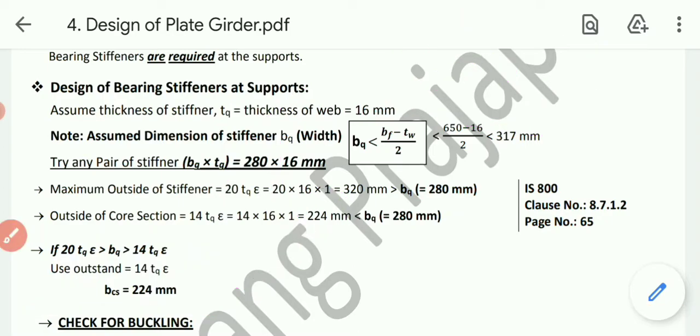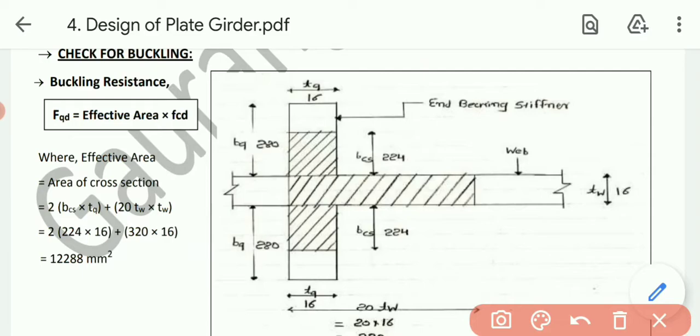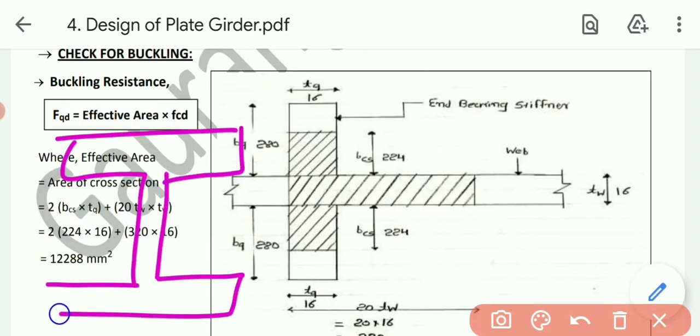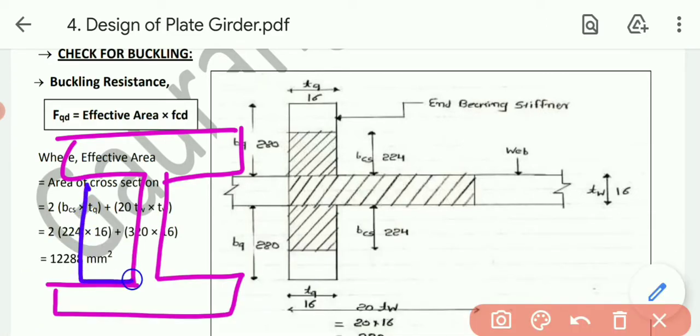Okay, so let us draw the top view of the I section. This one is the top view of the I section. Let me show you over here, just a minute. This one is our I section. I'm going to provide stiffeners at both places, on both sides of the web, like this.